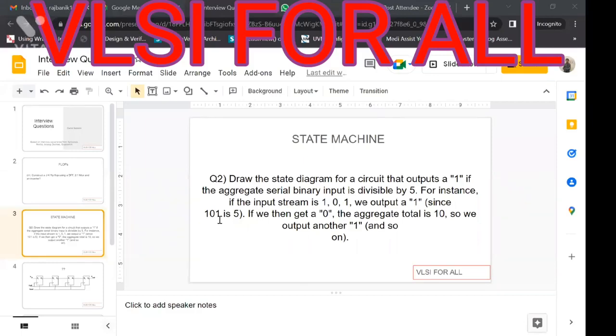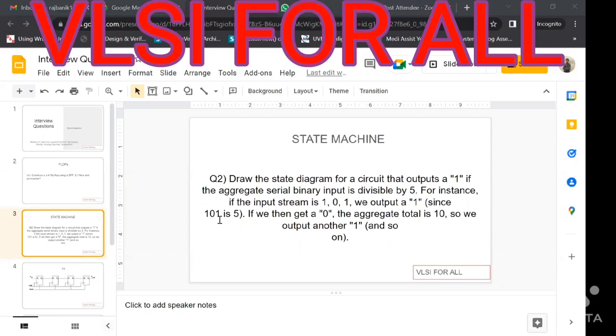This state machine is also a very important topic in many of the interviews. And this is a very specific interview question, not directly asked, but it can be asked in a very indirect fashion. It depends on the interview. The question is: we have to make a state diagram for a circuit that outputs 1 if the serial binary input is divisible by 5. The interviewer will tell you to draw a circuit in which you can detect divisibility by 5.